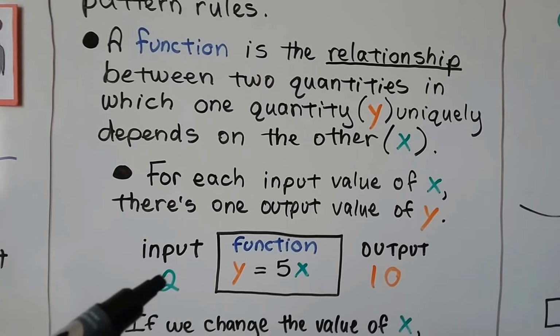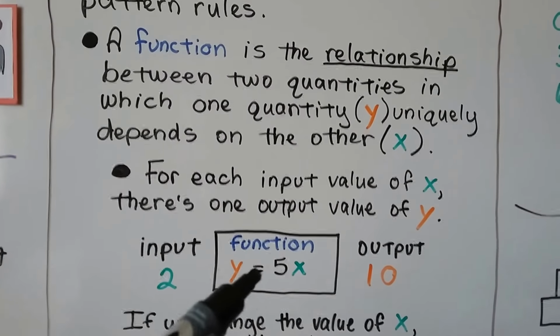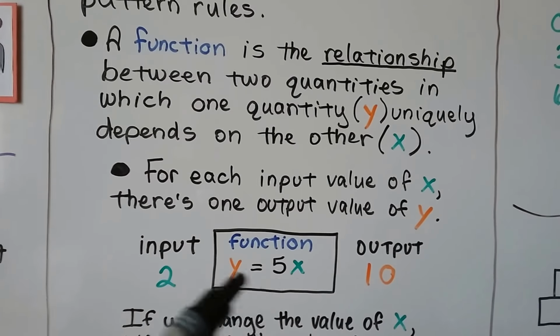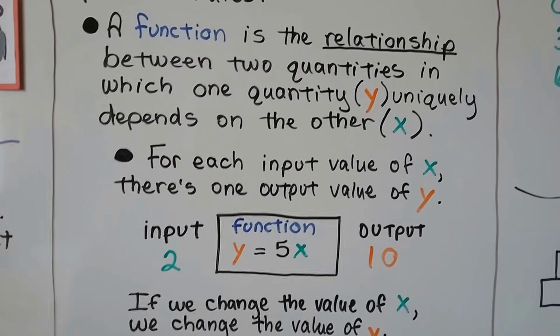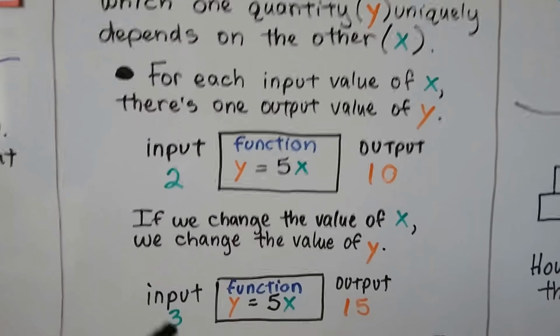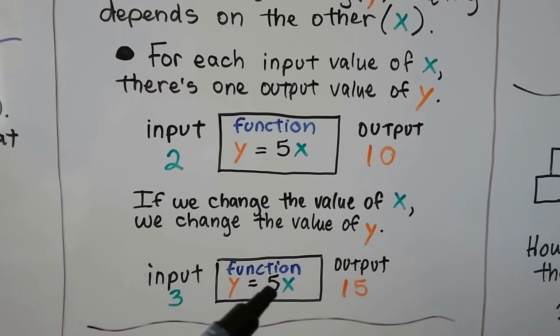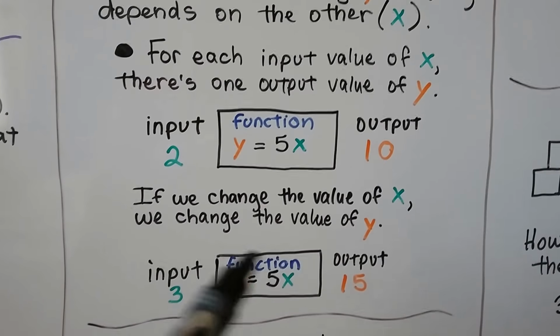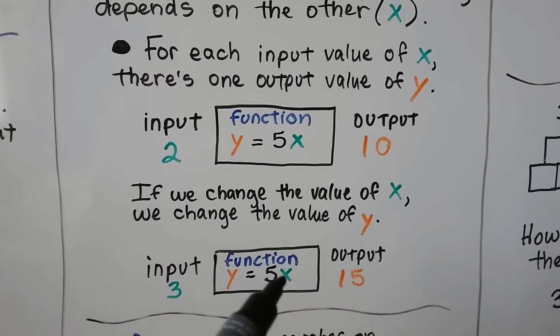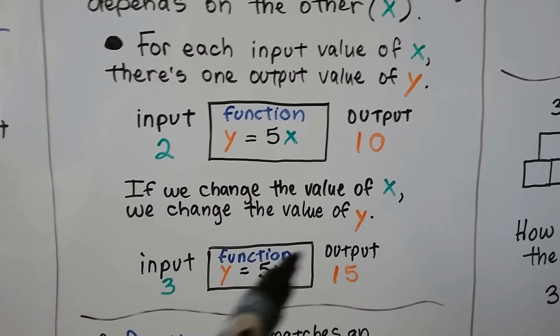If we have x as a 2, that's our input, and we put it into this function, this equation, 5 times 2, our output's going to be a 10. But if we change the value of x to be a 3 and put it into that function, that equation, our output will be 15. So see how it uniquely affects the function? Depending on what the input is, we get a unique output.